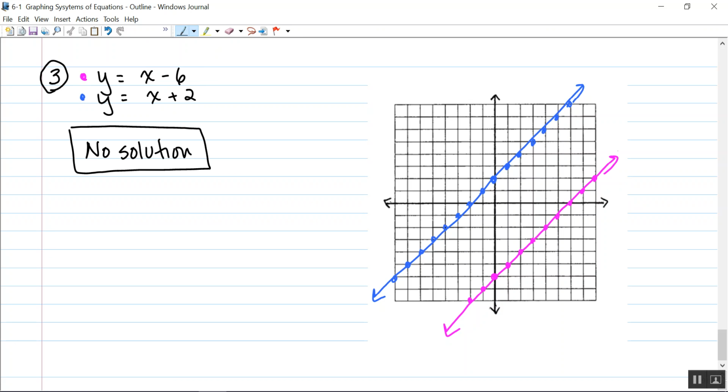So in this lesson, we took a look at what a system of equations is and how to solve a system of equations by graphing. We also learned a little bit of terminology to describe those systems of equations.